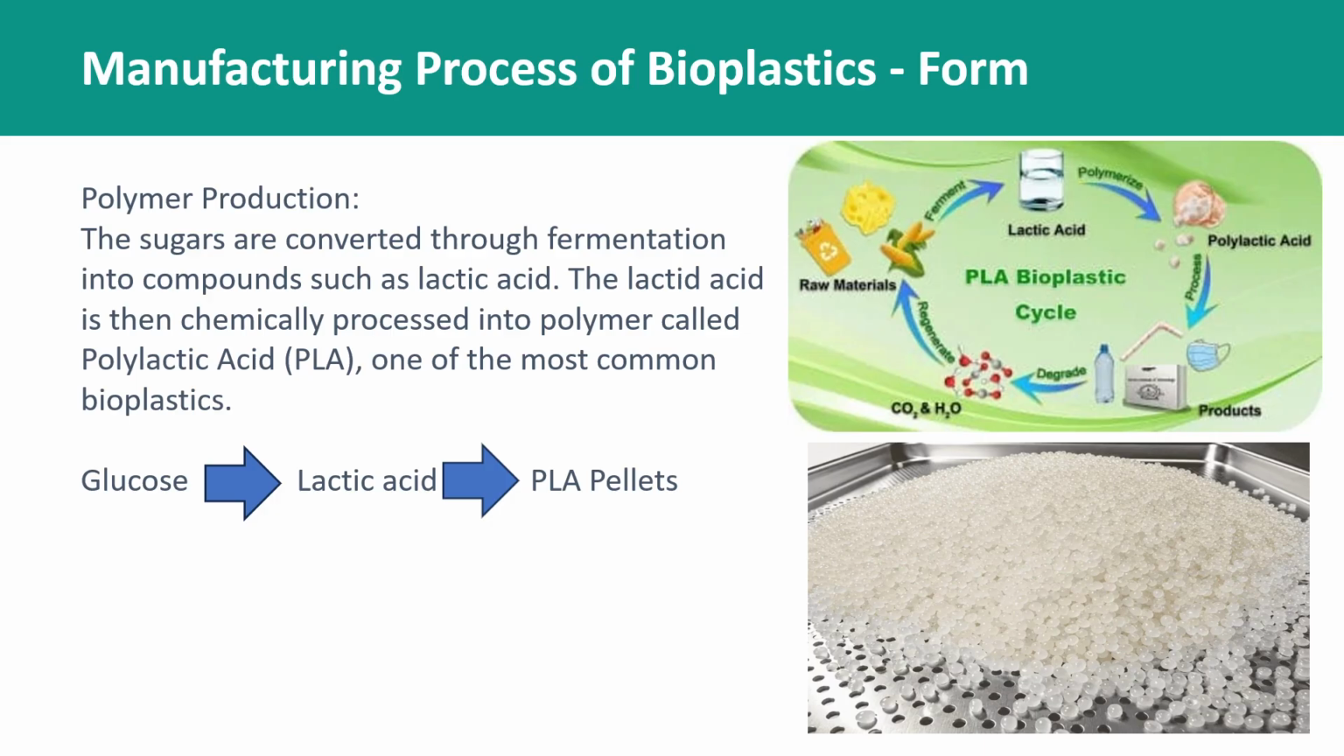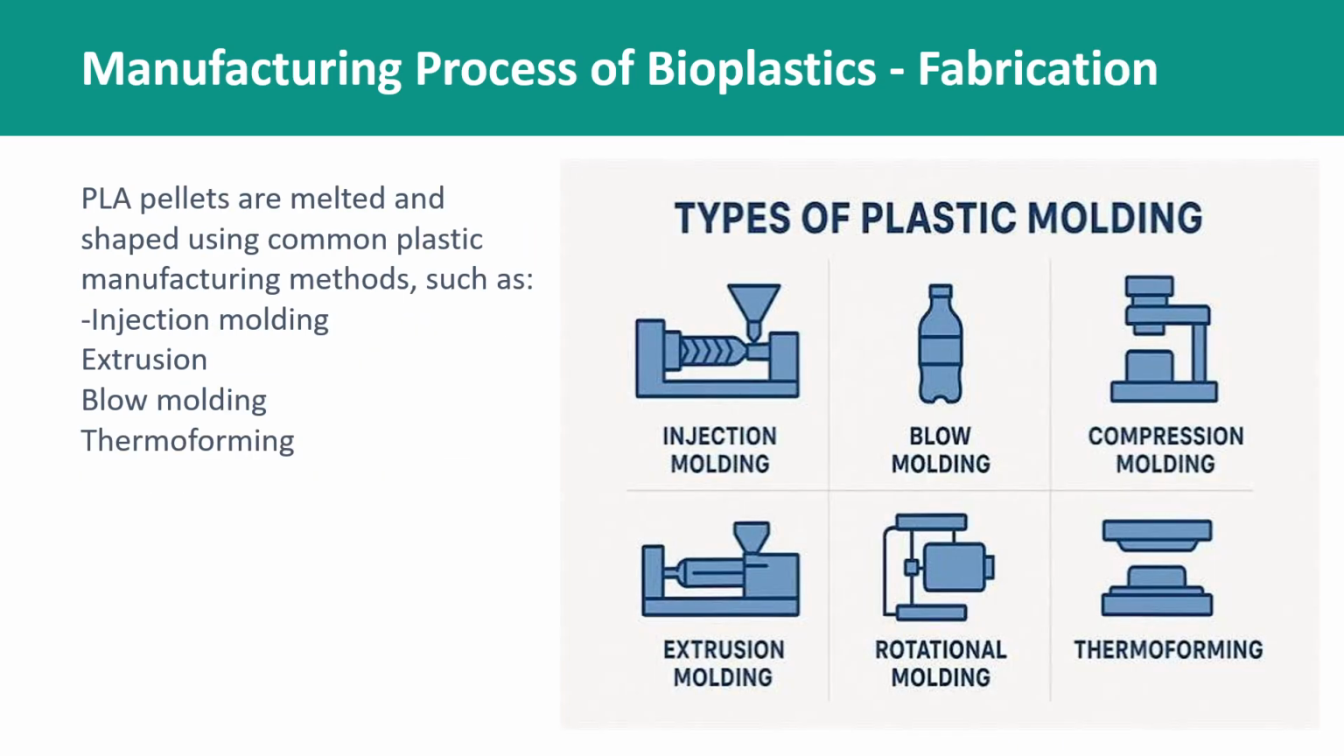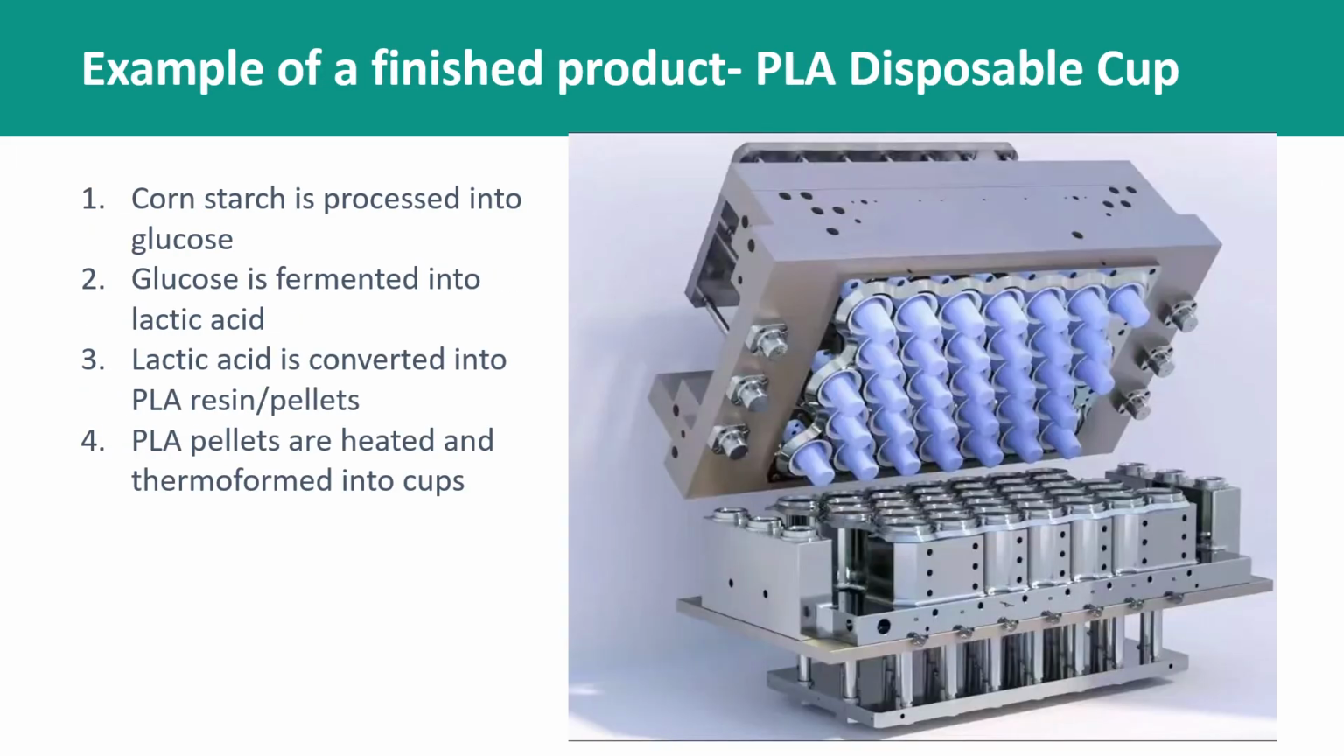Once the sugars are converted through fermentation into compounds such as lactic acid, the lactic acid is then chemically processed into a polymer called polylactic acid, one of the most common bioplastics. Then the PLA pellets are melted and shaped using common plastic manufacturing methods such as injection molding, extrusion, blow molding, and thermoforming. An example finished product using PLA: the disposable cup.